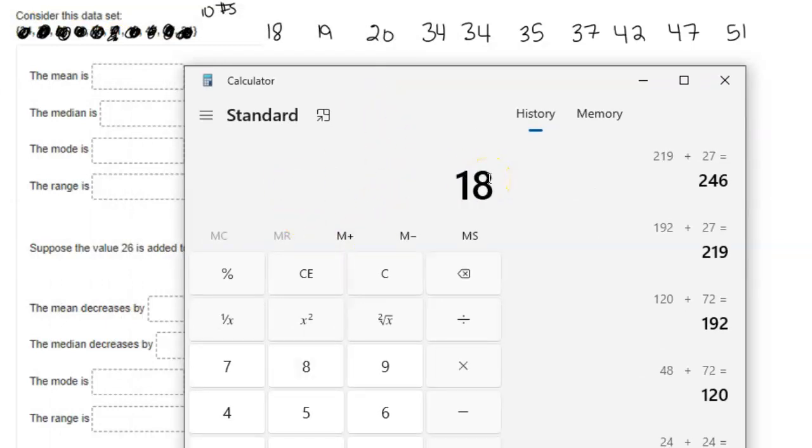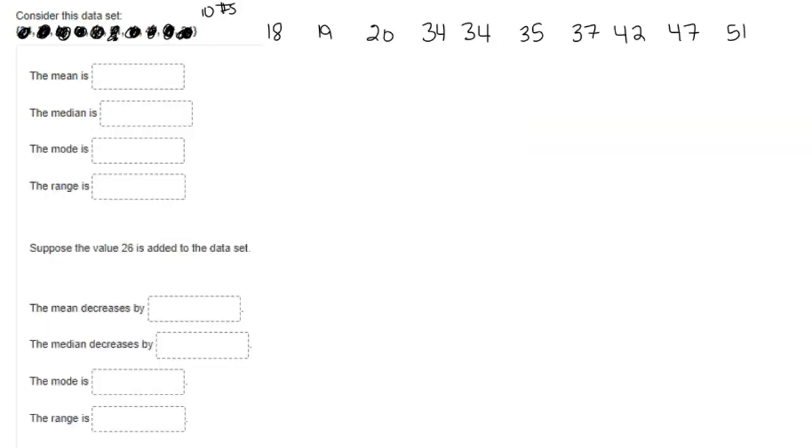So we have 18 plus 19 plus 20 plus 34 plus 34 plus 35 plus 37 plus 42 plus 47 plus 51, right? And then once you add them all up together, you're just going to divide by the number of numbers there are. So there are 10 numbers. So my average or my mean here is 33.7. So that's my mean, 33.7.